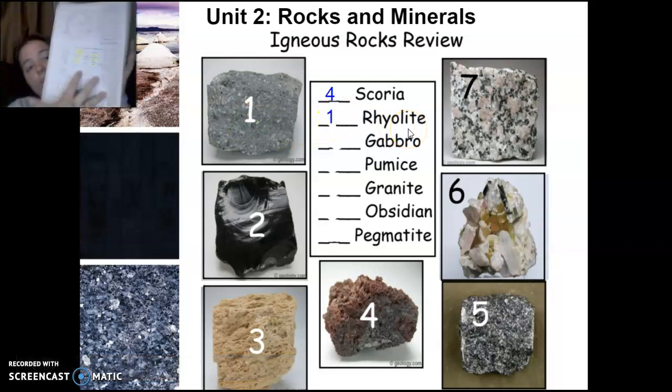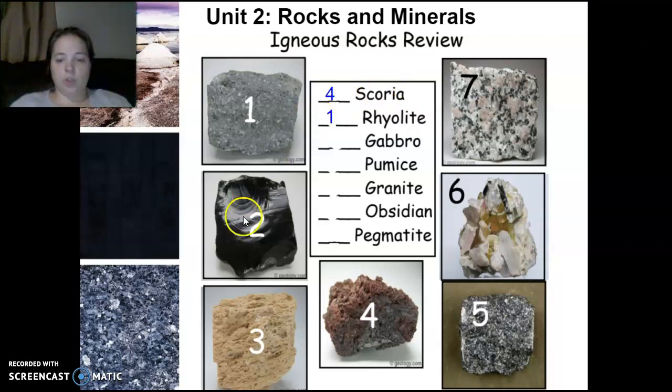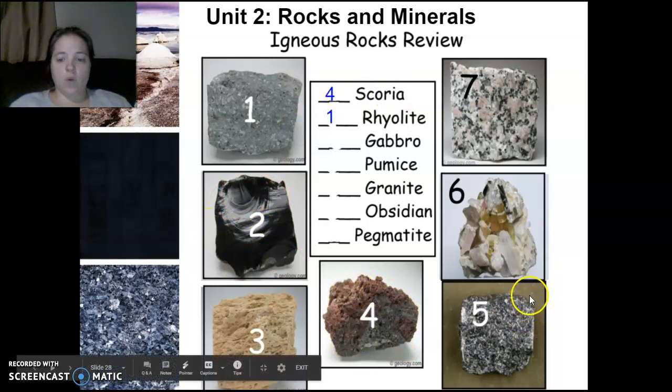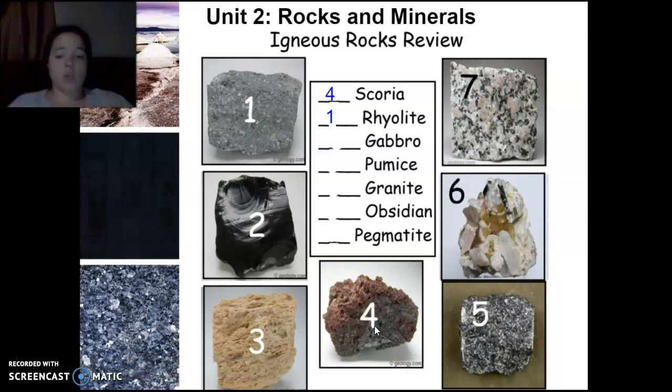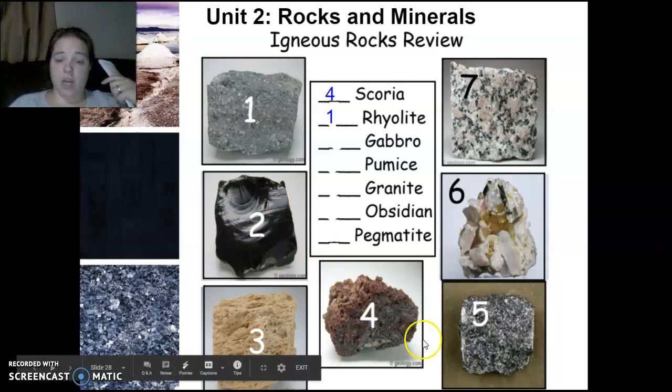Gabbro. So gabbro is the dark side of granite. And let's see, which ones are dark? Well, 2, 4, and I'm going to say 5 is dark. Well, we know it can't be 4. And gabbro says that it is coarse, so it definitely can't be 2 because that's glassy. So gabbro is number 5.